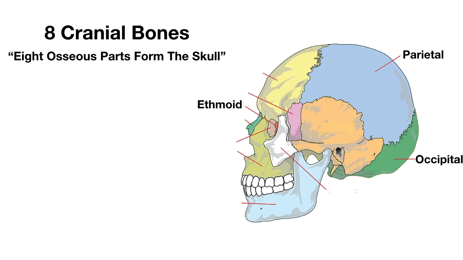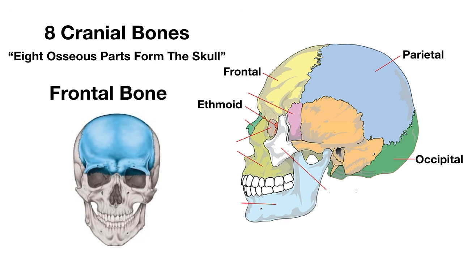Continuing through the mnemonic, we're now going to talk about the frontal bone. The frontal bone is shown in yellow on the image. This makes up the forehead. There aren't too many features to talk about with the frontal bone, but you can see that it makes up the bulk of the superior aspect of the orbits.